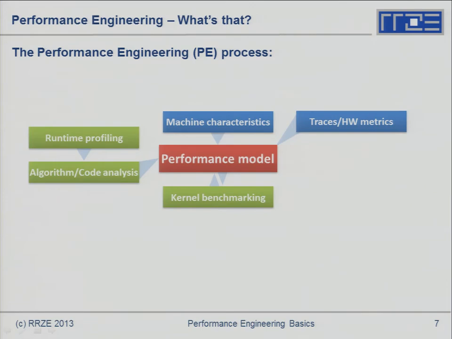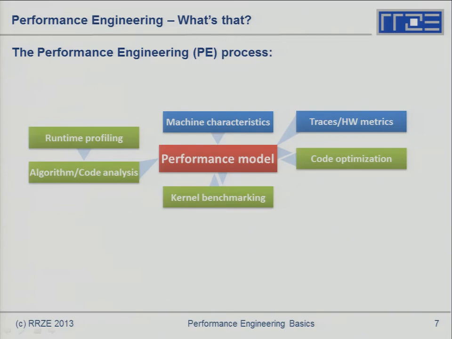For example, I count how many flops are actually done. I count how many cache lines are transferred between the cache levels. I count how many bytes are transferred per flop between the memory and the CPU. And if these numbers coincide with my model, because they are in the model, then I'm pretty sure that I have the right image of what's going on. Okay? So we use traces and hardware metrics to validate the model.